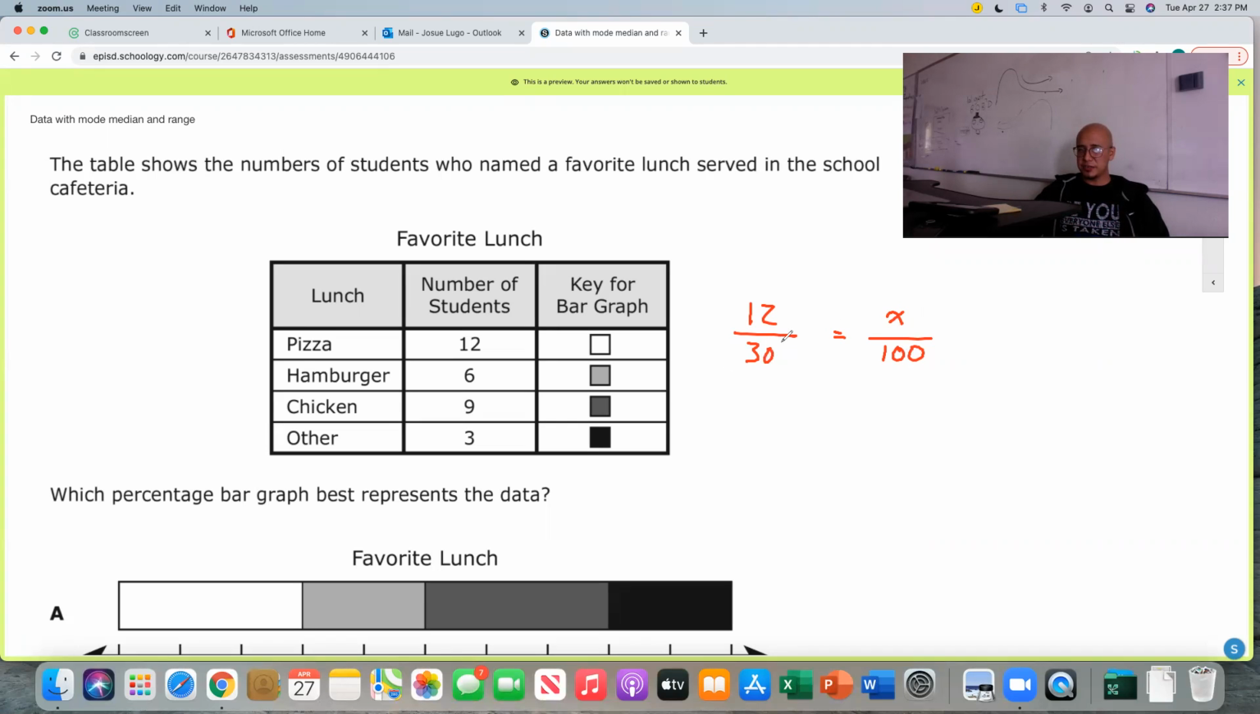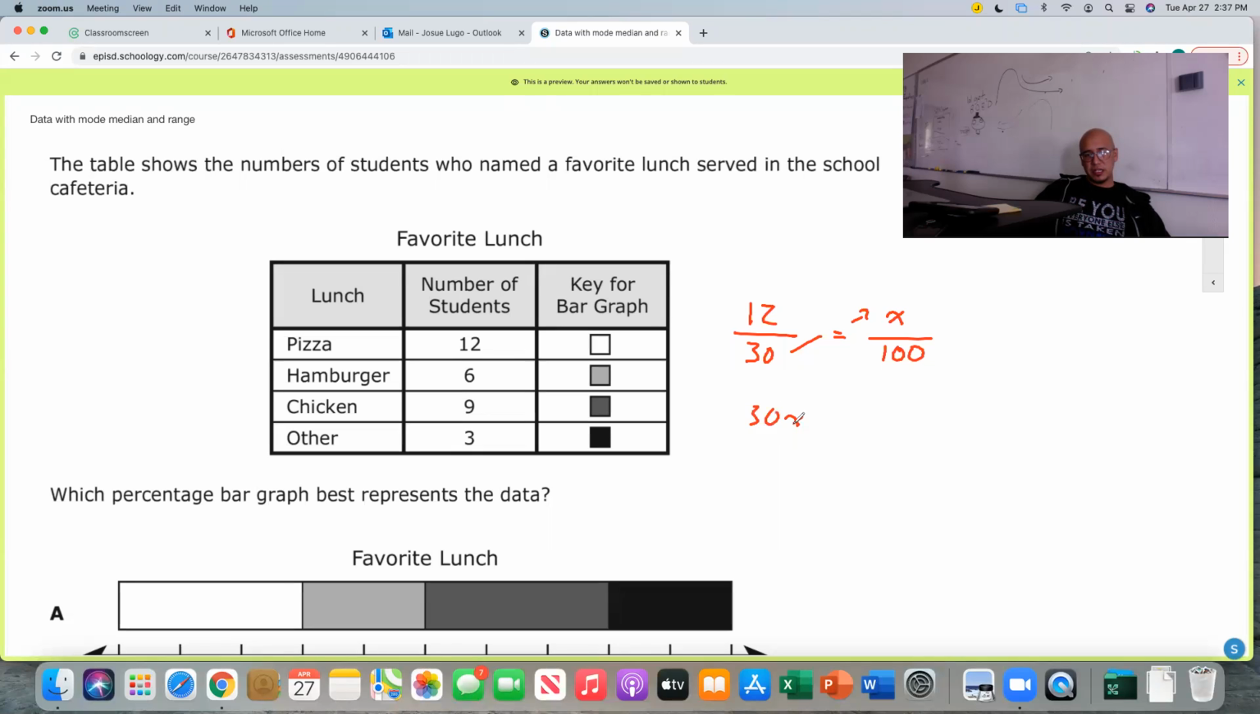I could simplify this. 12 over 30 is the same thing as what? Divide both of these by 3, and it would be 4/10. I could also divide both of these by 6, and it would be 2/15. But I'm not going to. Let's just keep it like that.